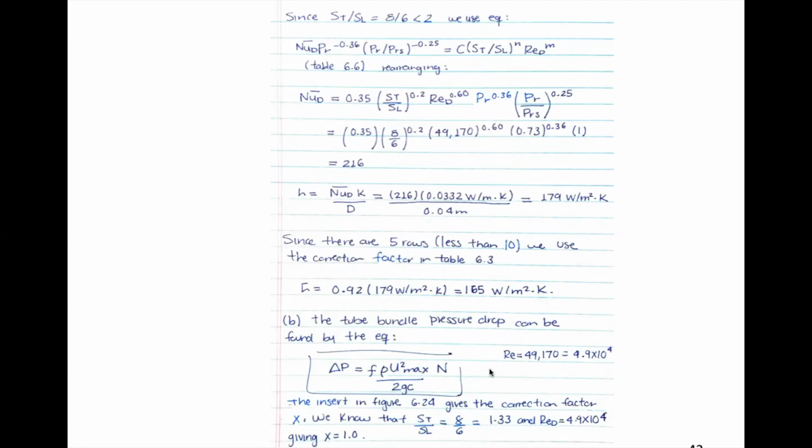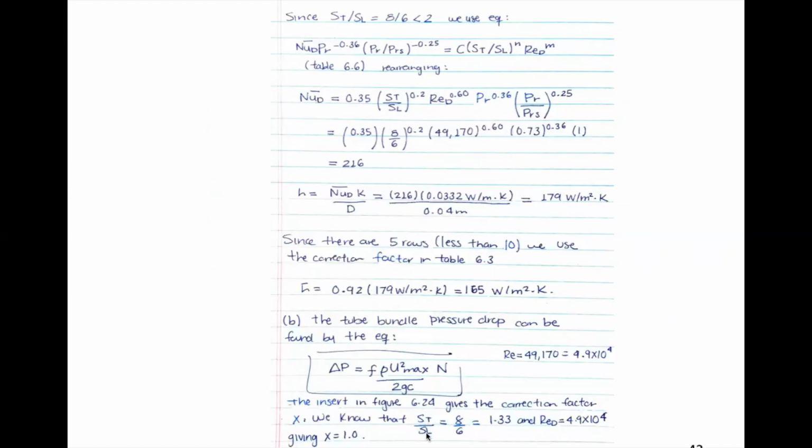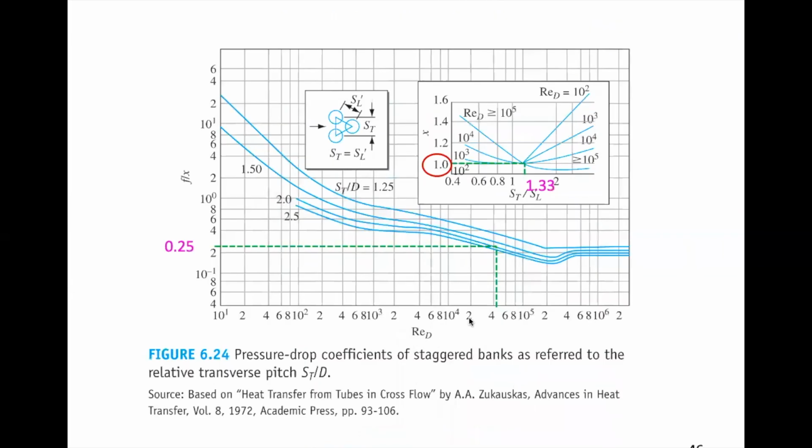And we have this equation given in your textbook. And so we need to read a figure that is figure 6.24. So if you can go to figure 6.24, that will give us a correction factor depending on the pitches and the Reynolds number. So we know the Reynolds number, and we know that ST over SL, or the transversal divided by the longitudinal pitch, is 1.33. So with the Reynolds in this plot, 4 point something, 10 to the 5, I can look at the number here.